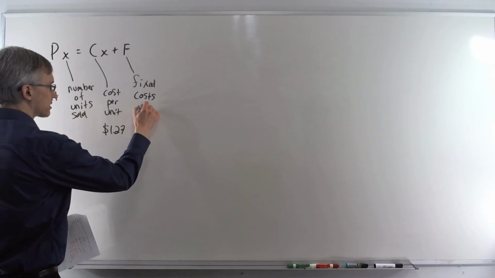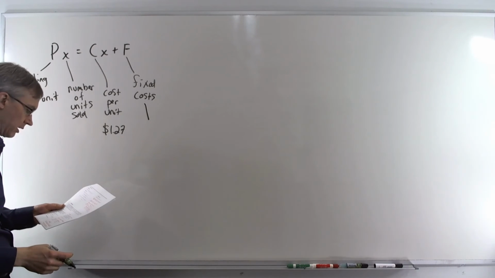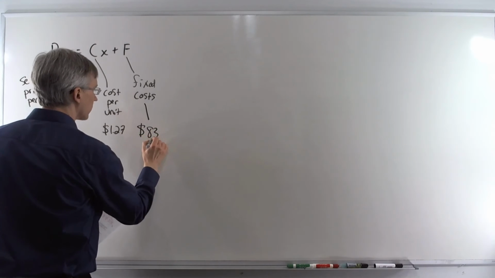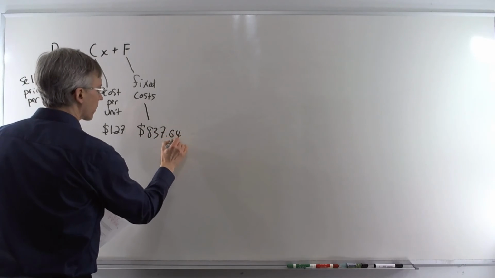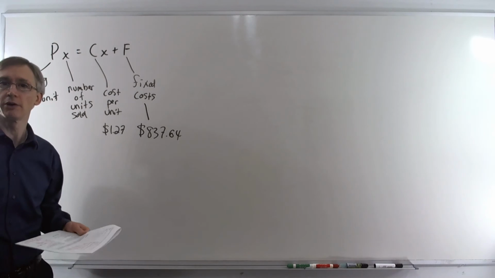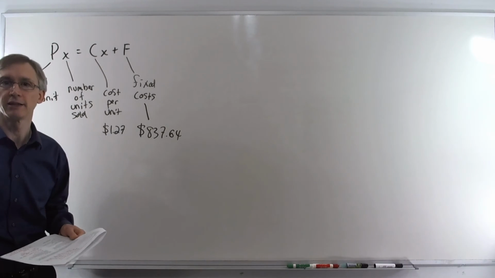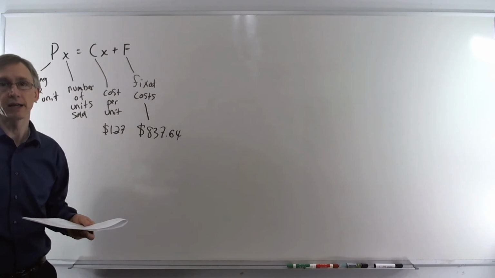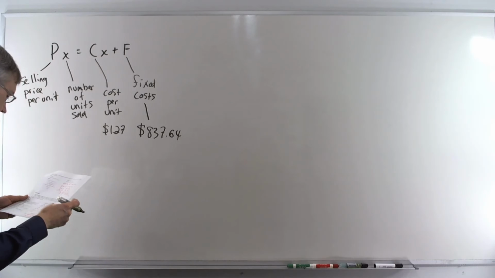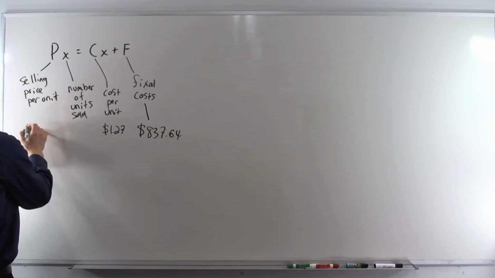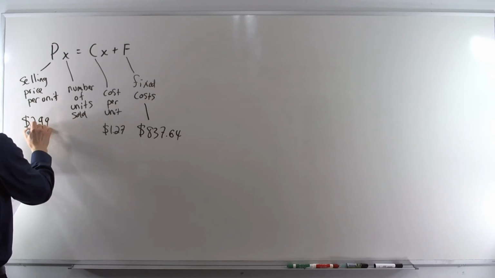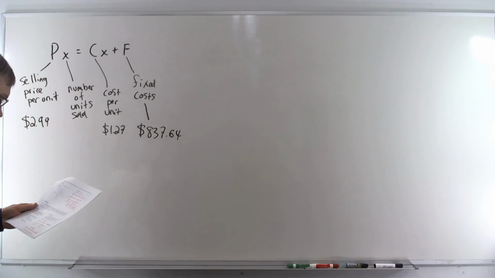Now the fixed costs are $837.64. So in this example, the fixed cost may be the machinery required to create the candy, or if they've got their own packaging, the machines required to box it up. Now we've got the selling price per unit, that is $2.99.